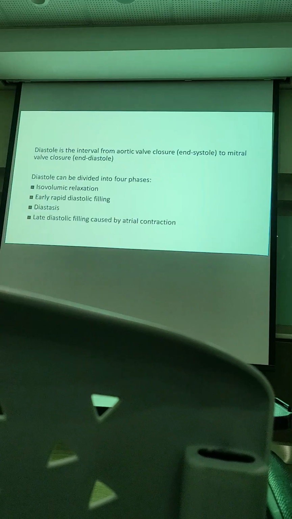Okay, the physiology is very important because if you understand the physiology, you won't need to memorize too many things. Tapi it's difficult. I myself pun still trying to understand it. Tapi try to be patient and don't give up lah. So diastole is the interval between AV closure and MV closure, basically from the end systole to the end diastole. You can divide the diastole into 4 phases: isovolemic relaxation, early rapid diastolic filling, diastasis, and late diastolic filling caused by atrial contraction.